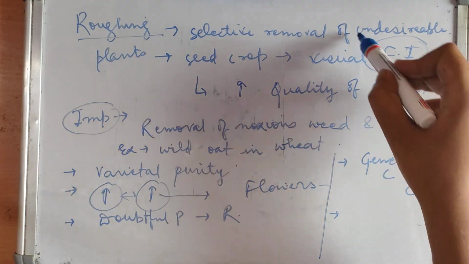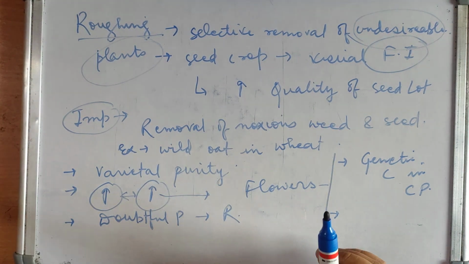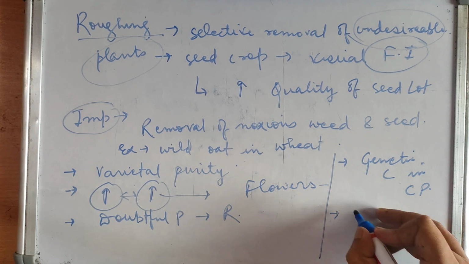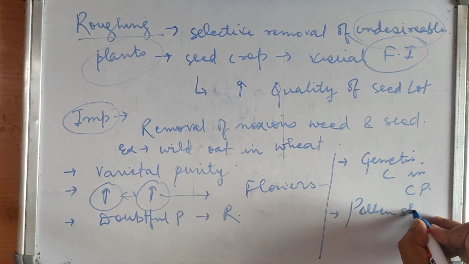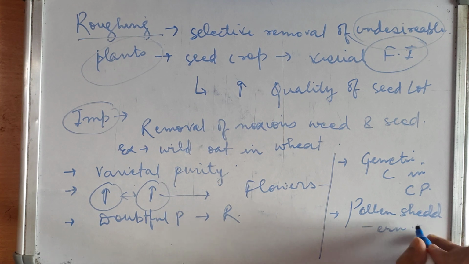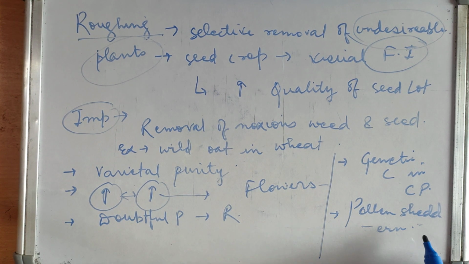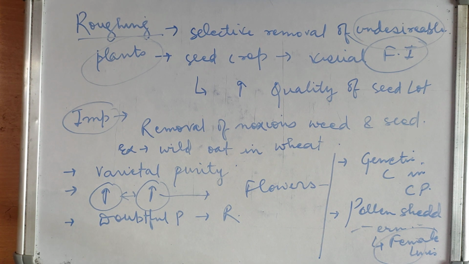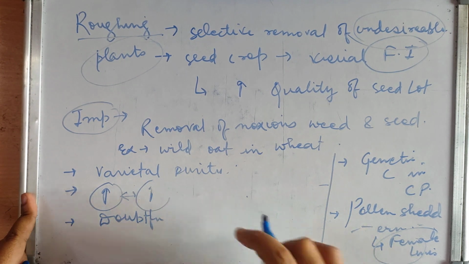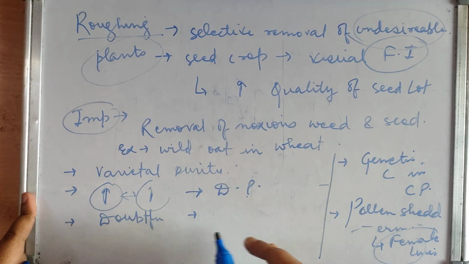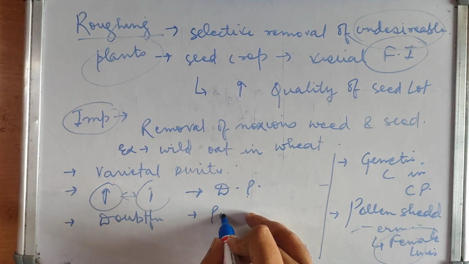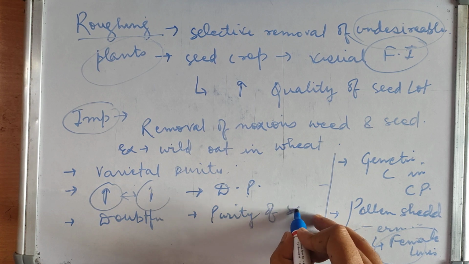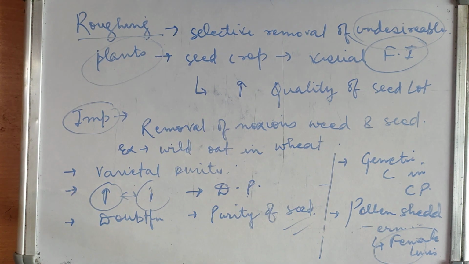Removal of off-types. That is, as the definition says, selective removal of undesirable plants. Removal of pollen shedders in the female line. Pollen shedders are removed because they can create contamination, so these pollen shedders, mainly in female lines, are removed. Removal of volunteer and diseased plants. Diseased plants are removed, and also purity of seed is maintained.